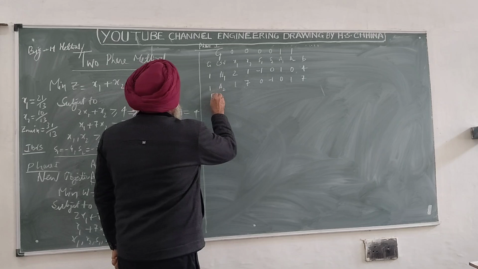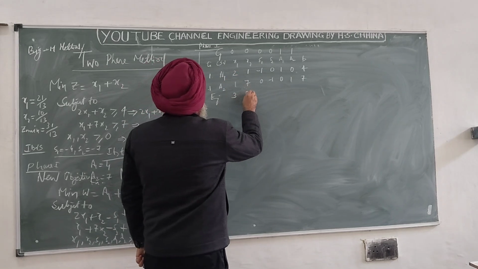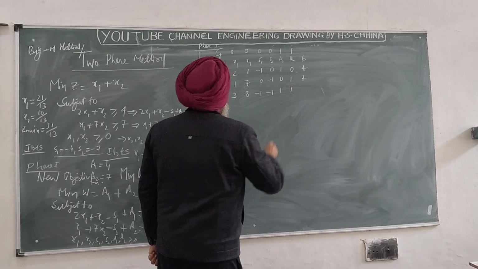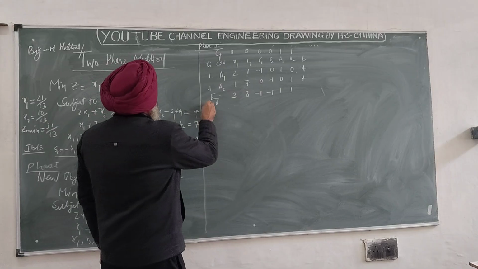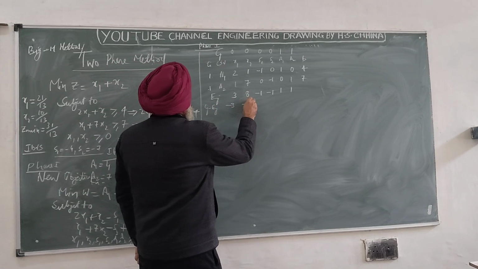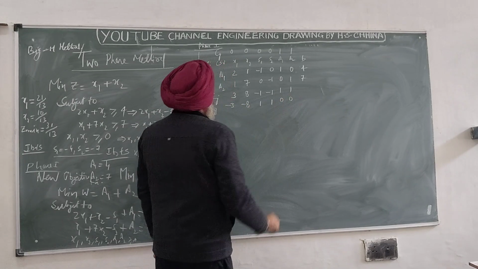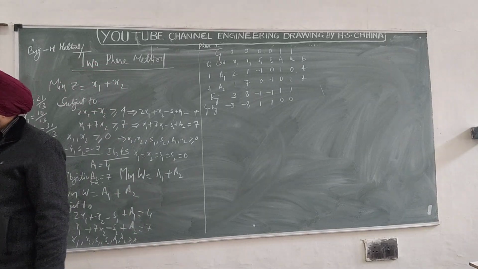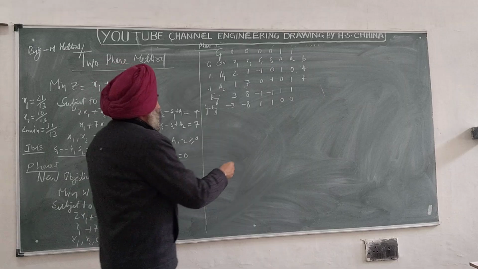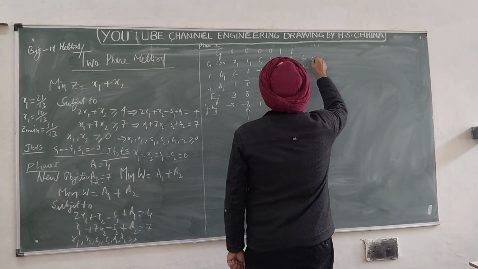So again solve it. Ej, corresponding elements, this is 3 here, this we have already discussed a couple of times, minus 1, minus 1, 1, 1. So Cj minus Ej: minus 3, minus 8, this is 1, this is 1, this is 0, this is 0. Choose the most negative value, that is minus 8, because this problem is of minimization type.